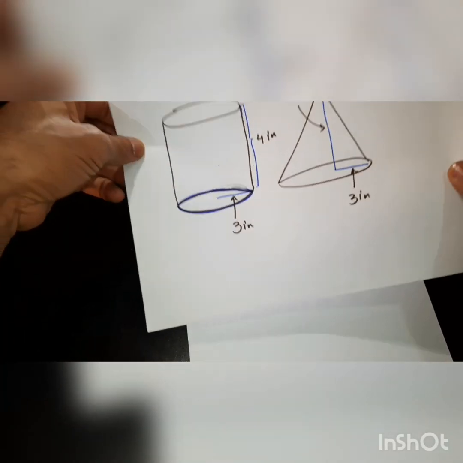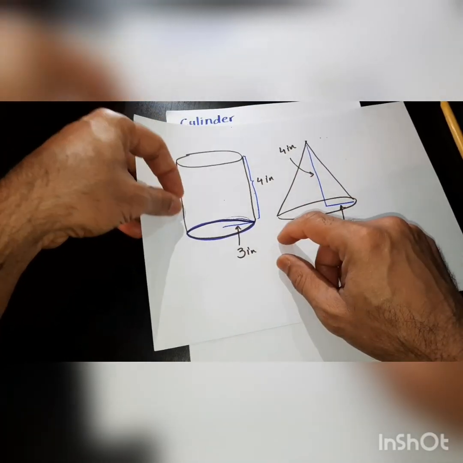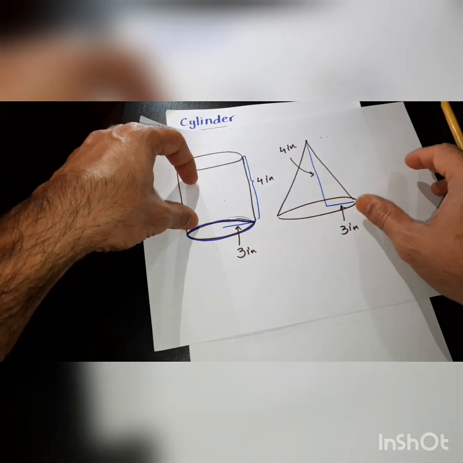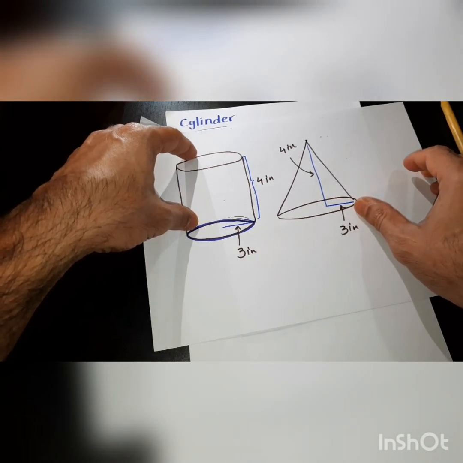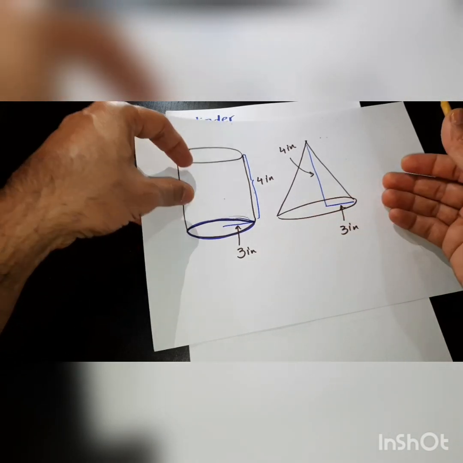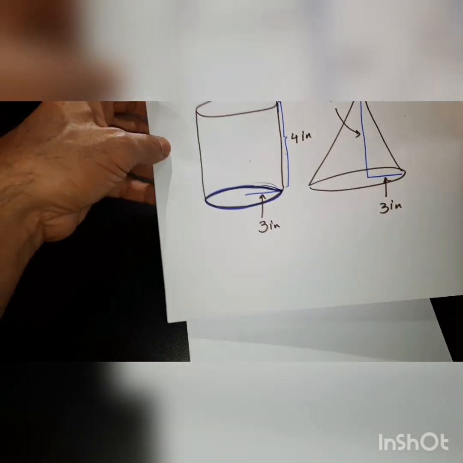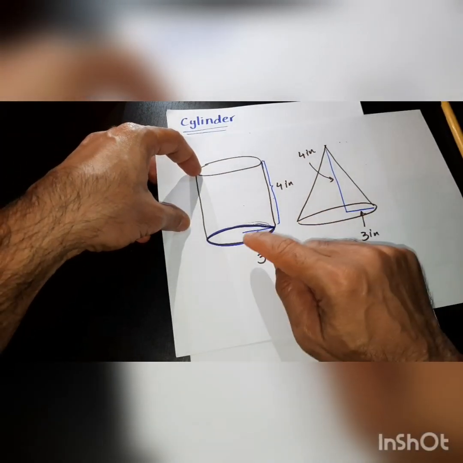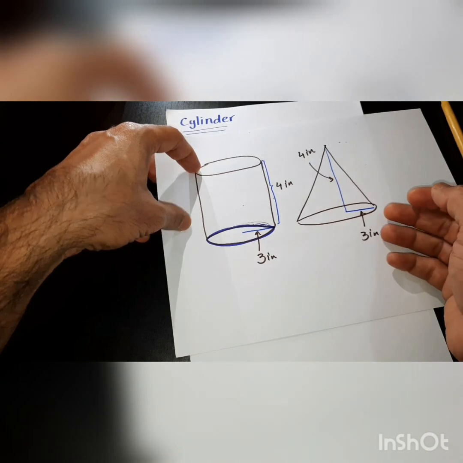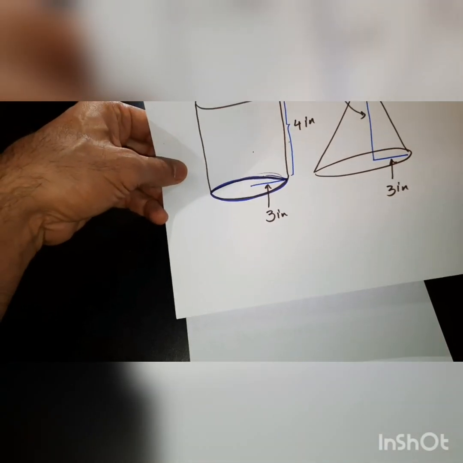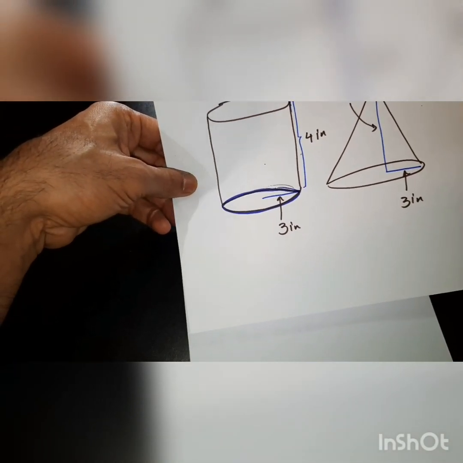Hello students, I'm making this video because I had a lot of questions in Google Classroom about how to do all the calculations for the project. Our project is to construct a cylinder and cone, but before we construct we need to do some essential calculations.